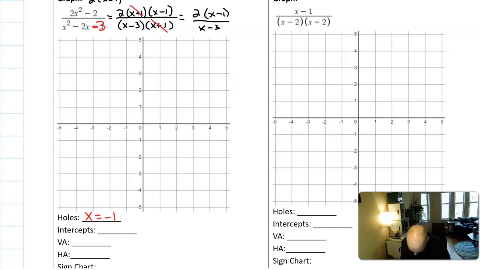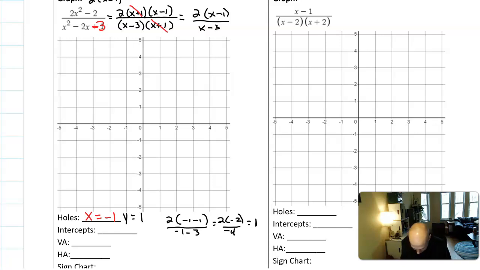So I'm going to do some space down here for scratch work. So it's going to be 2, -1 minus 1 over -1 minus 3. That's 2 times -2 over -4. Hey, that's -4 over -4. So that's 1. So the hole is going to be at x equals 1, y equals 1.